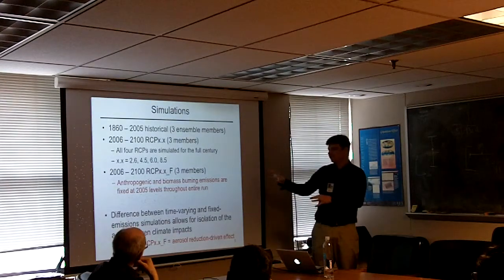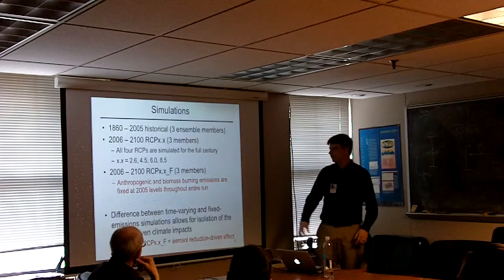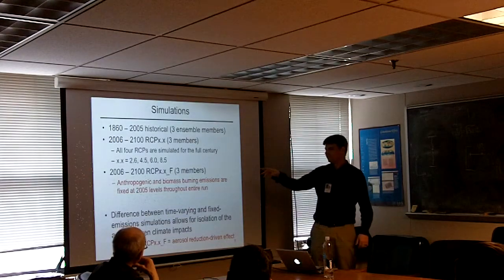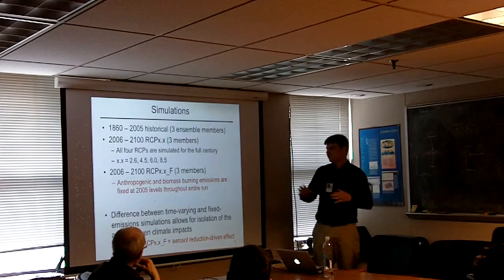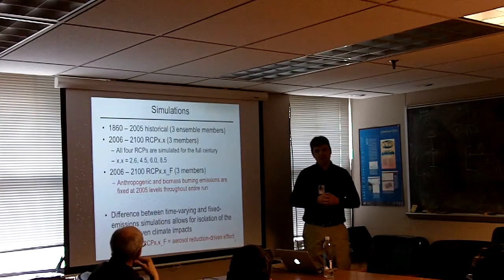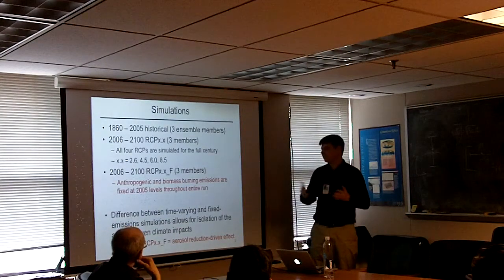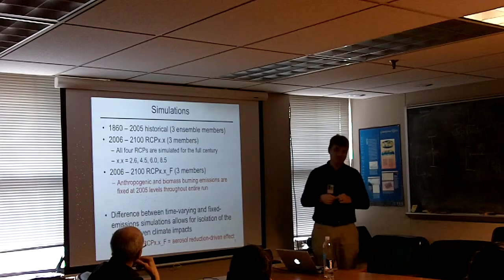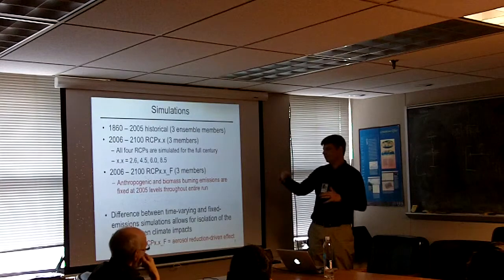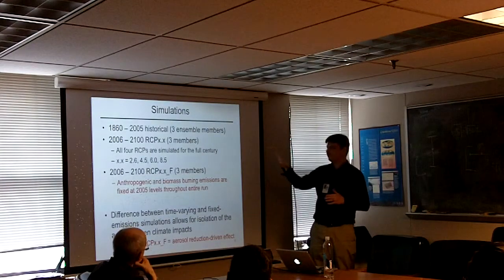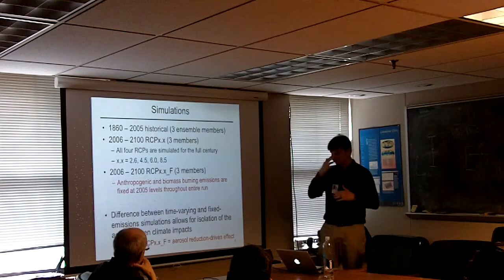The next set of simulations, I'm calling them RCP underscore F, because they're the same except that the anthropogenic and biomass burning aerosol emissions and aerosol precursor emissions are fixed at 2005 levels throughout the entire run. So this is a control, against the decreasing aerosols in the previous runs that I described.